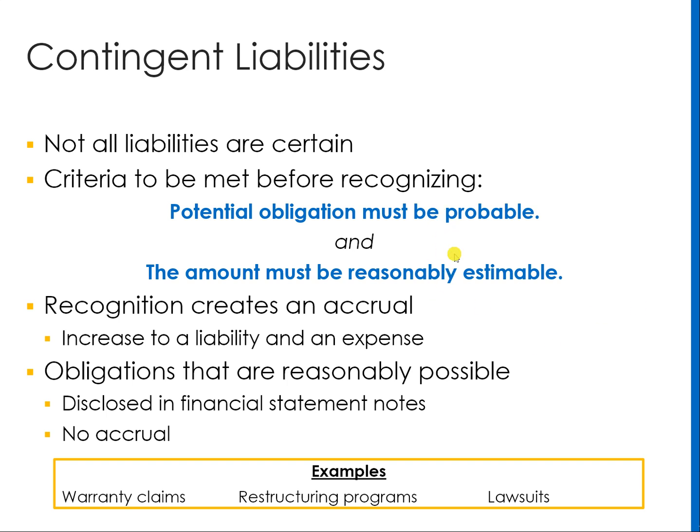Right, if either of these conditions are not met, for example, obligations that are reasonably possible, it's not probable, so the probability is less. Okay, so we don't have to accrue, but we're going to disclose the information in the financial statement, in the footnote. Right? If the probability of the obligation is extremely small, we can ignore it.